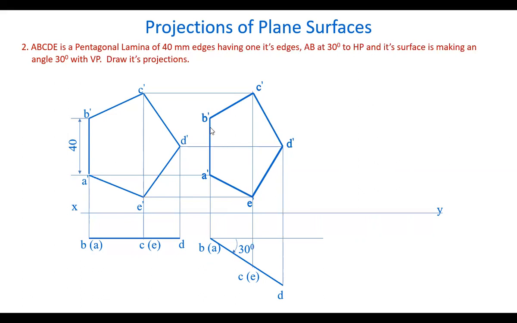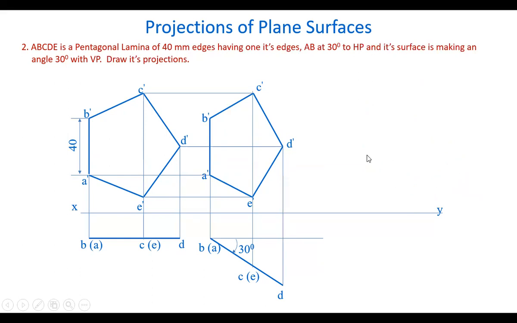Now, we have to show this edge AB at 30 degrees angle to the horizontal plane. This edge is now parallel to VP. You can see that in the top view. It is a single point in the top view. That means AB is parallel to VP. Now, the pentagon in the front view will be rotated like this. So the AB edge will be taken at a 30 degrees angle to the horizontal plane. So the plane should be rotated like this.